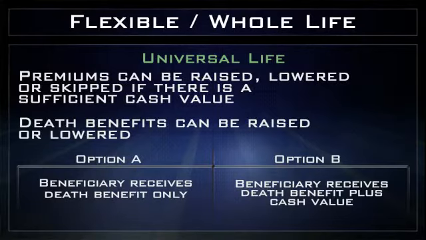If that's what they want to do, they will choose option A. That leaves just the death benefit for the beneficiary. If they'd like to leave the death benefit and the cash value or the savings account, that client will choose option B. It's an easy way to remember it. Option A gives you one, the insurance. Option B allows the beneficiary both the insurance and the savings.